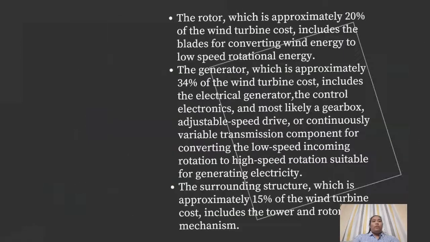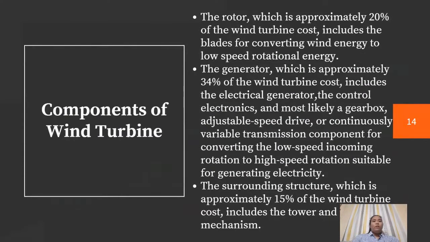The components of a wind turbine. First is the rotor, which is approximately 20% of the wind turbine cost. It includes the blades for converting wind energy to low-speed rotational energy. The rotor is a moving component of an electromagnetic system in the electric motor. Its rotation is due to the interaction between the winding and magnetic fields, which produces a torque around the rotor's axis. Next is the generator, which is approximately 34% of the wind turbine cost.